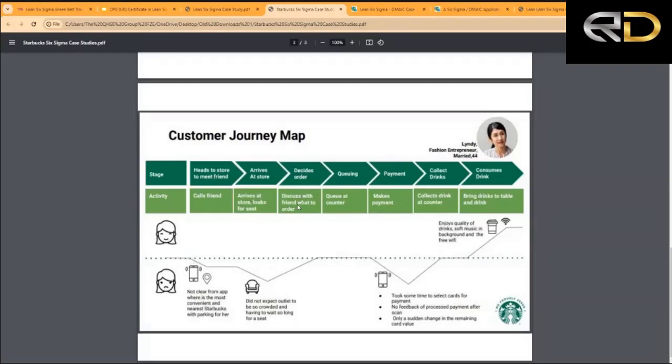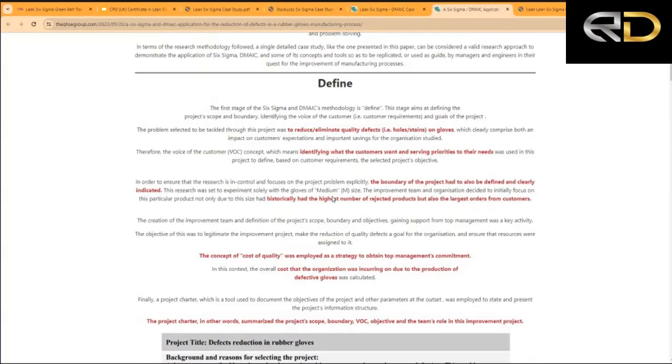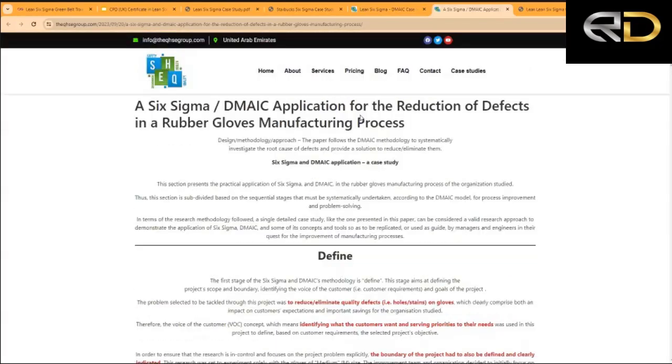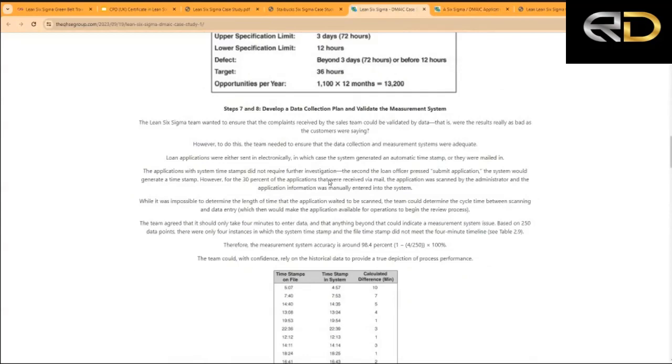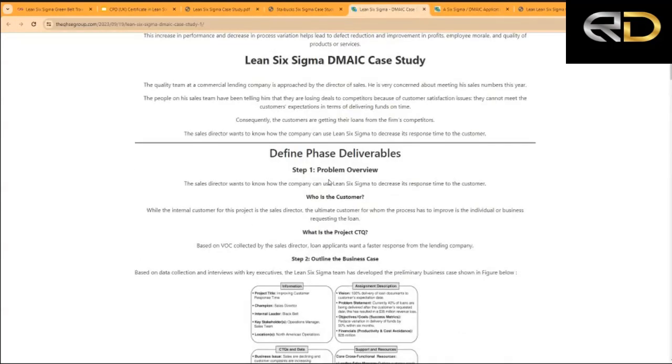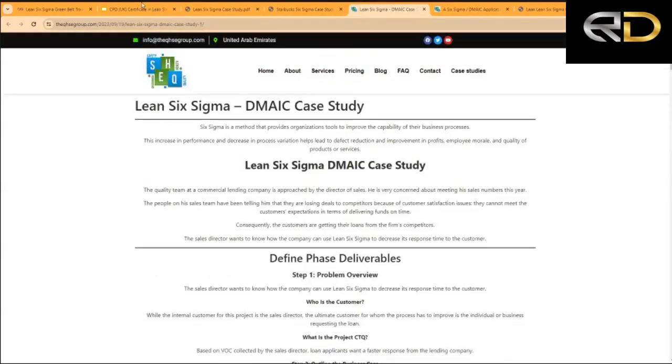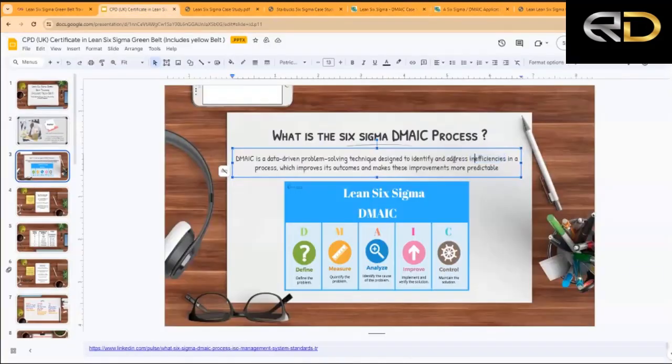So this is an example from Starbucks or a coffee shop, but it can also be used right here in the organization. As you can see, this is the DMAIC Six Sigma process being applied for the reduction of defects in rubber gloves manufacturing processes. And then right here, Lean Six Sigma is being used to reduce the time it takes to give out credit cards and loans in a bank. So that is exactly the theme that you're going to be doing today. I'm not only going to let you know these three examples, but I'm going to show you how you can identify and address inefficiencies in any process.